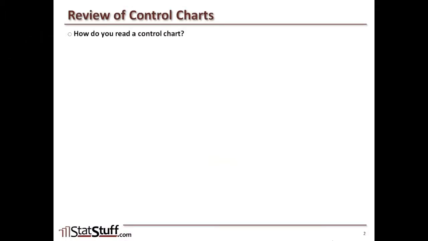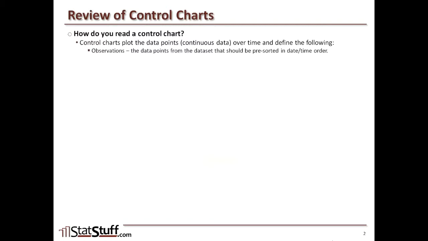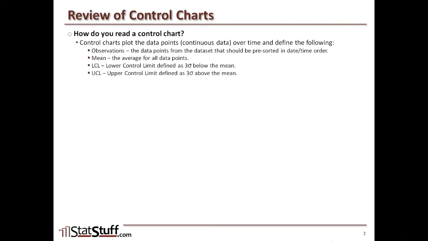Well, how do you read control charts? Well, control charts plot the data points, usually using continuous type of data, over time. They define a few things for us. They first define the observations, the data points from the data set that should be in a pre-sorted order, like a date-time order. Also, it would plot for us the mean, the average for all the data points. Also, the lower control limit, which represents 3 standard deviations below that mean, and the upper control limit, which is 3 standard deviations above the mean.